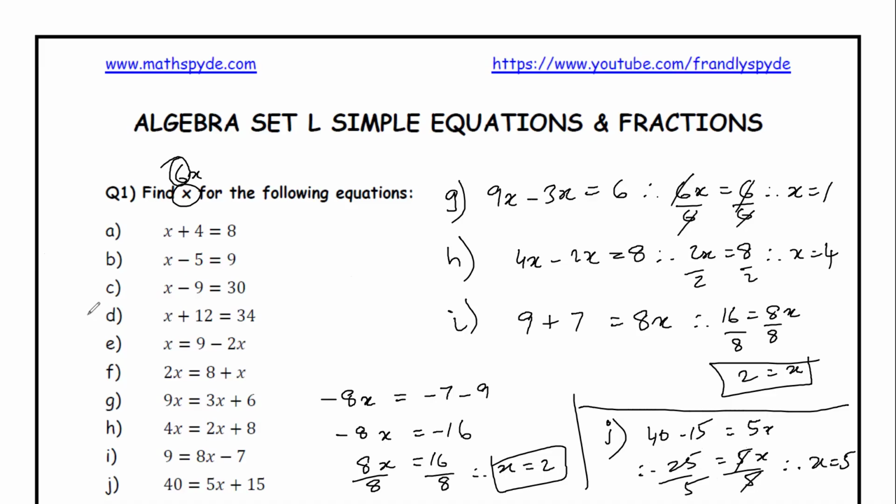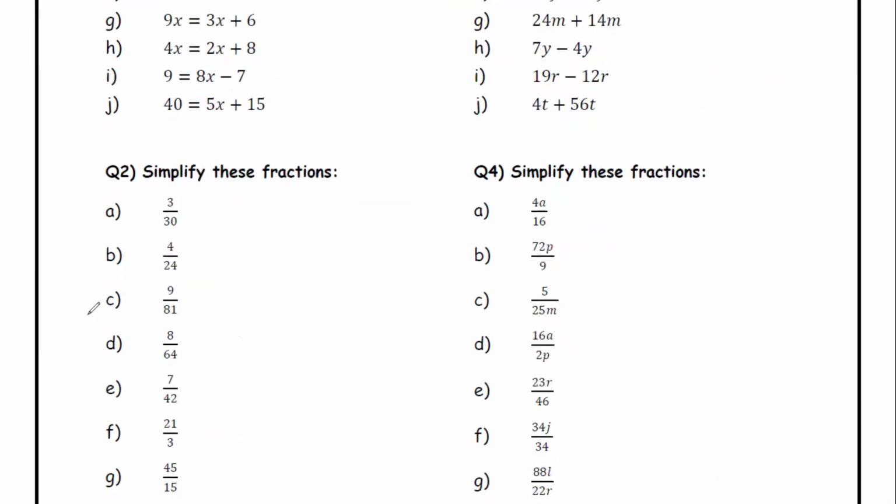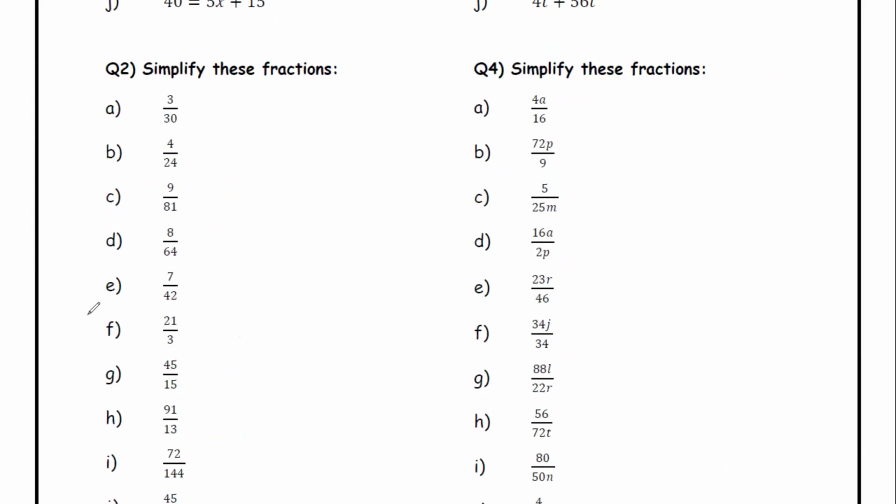Right. Moving on to question number 2. Simplify these fractions. So break it down. You've got to learn how to break it down. 3 by 30 is 1 by 10, but we're going to break it down. Yeah, 30 is 3 times 10. 3 and 3 go. Remember, this 3 usually has a 1, but we really don't bother writing 1. It's understood. It's 1 on the top.